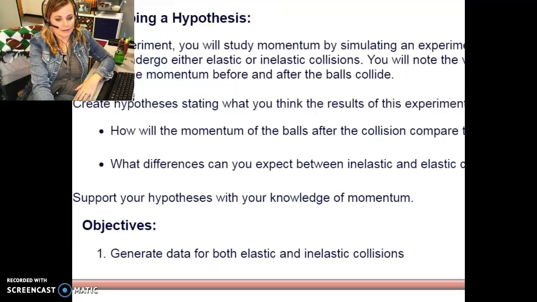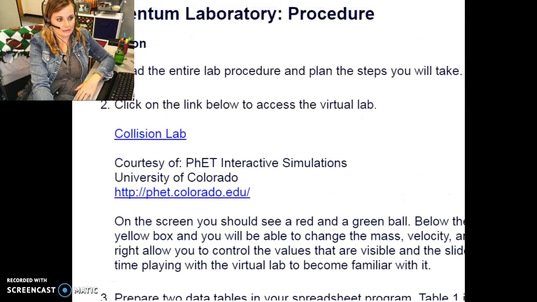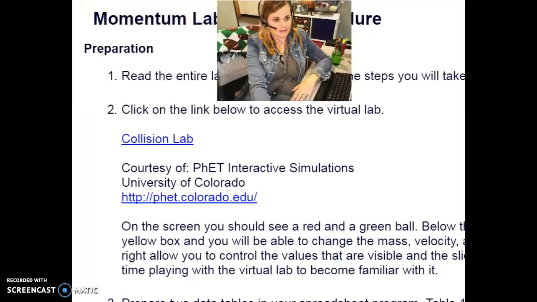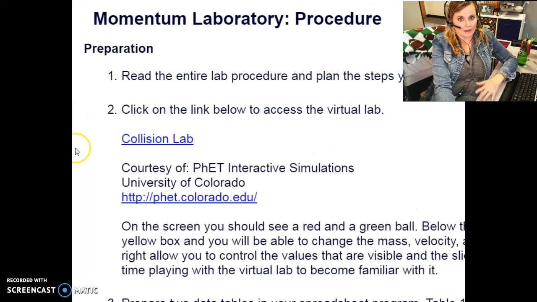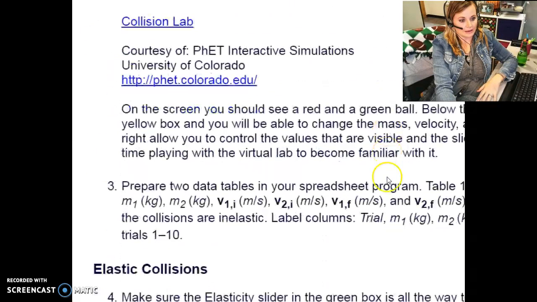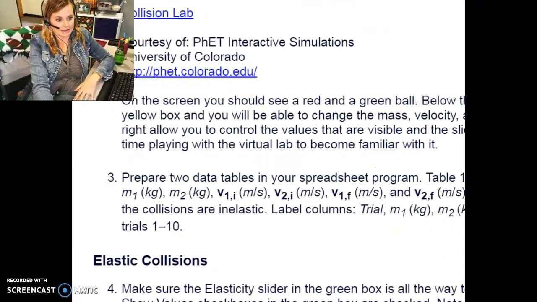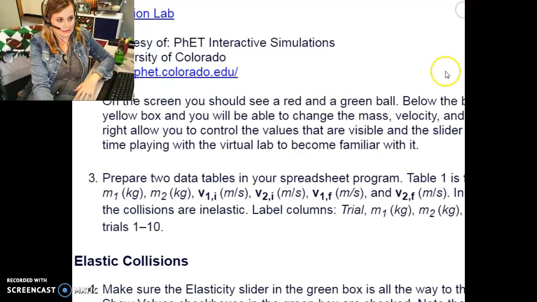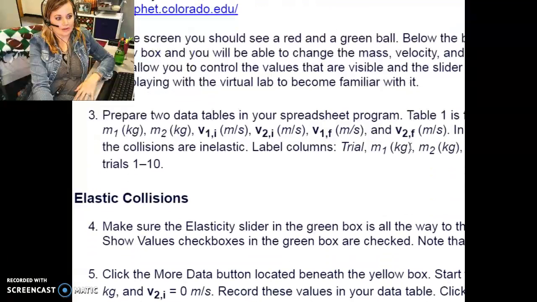This is going to use a simulation from PhET. It's from the University of Colorado. They have all of these physical science simulations, and you're going to need to make up a couple of different data tables. I'm trying to get this bigger for you here, but it isn't letting me change the size of the box. So the two data tables in your spreadsheet: you are going to have a data table for elastic collisions and a second data table for inelastic collisions. And then you're also going to be doing some calculations afterwards to show me whether or not momentum is conserved.